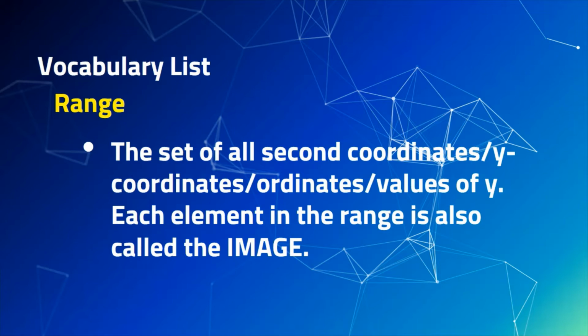So if you have a set of ordered pairs, all the second elements are called the range, while the first elements are called the domain.